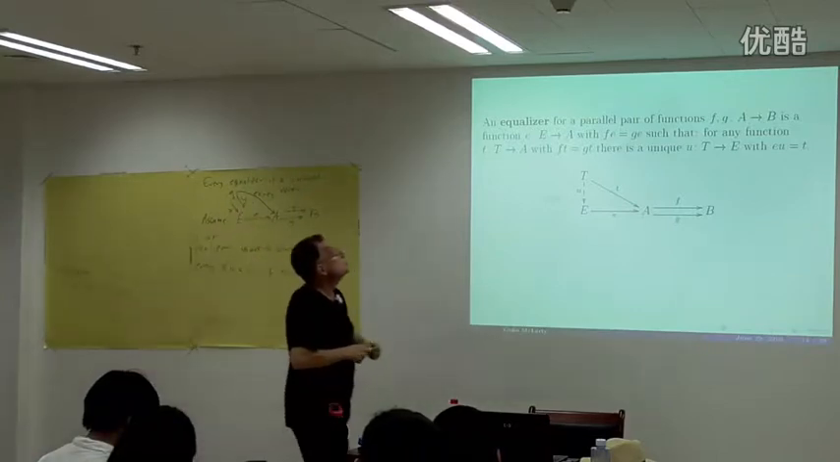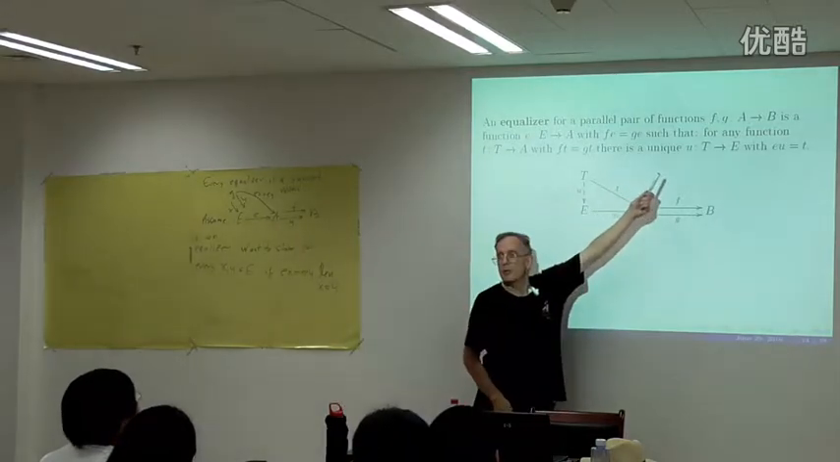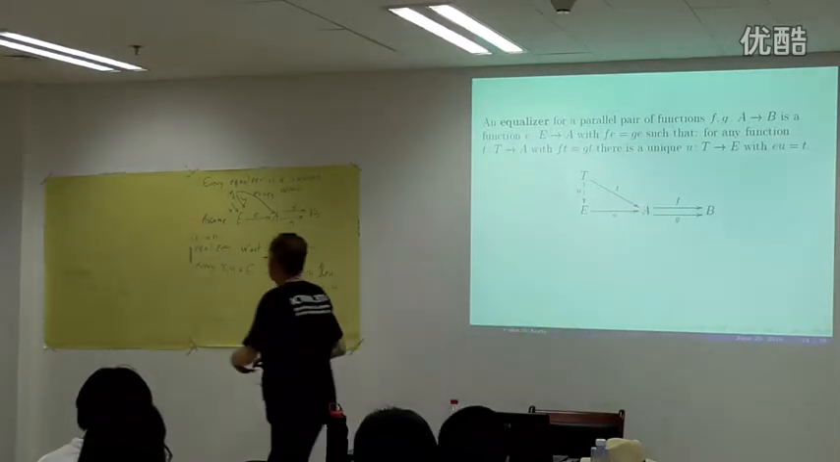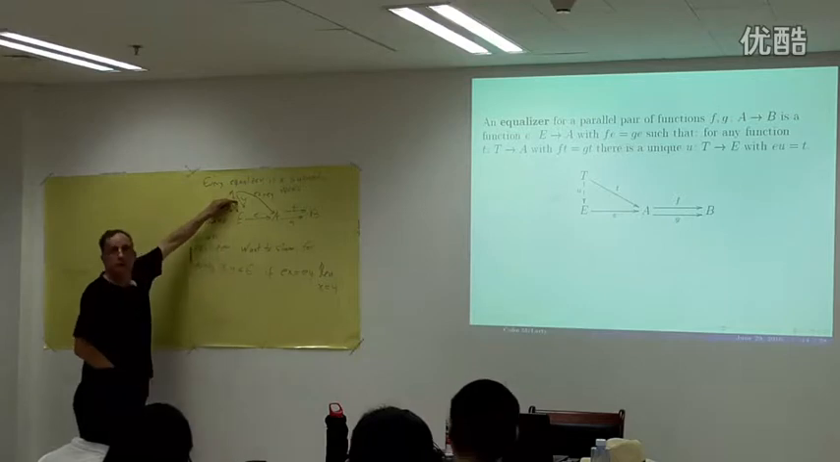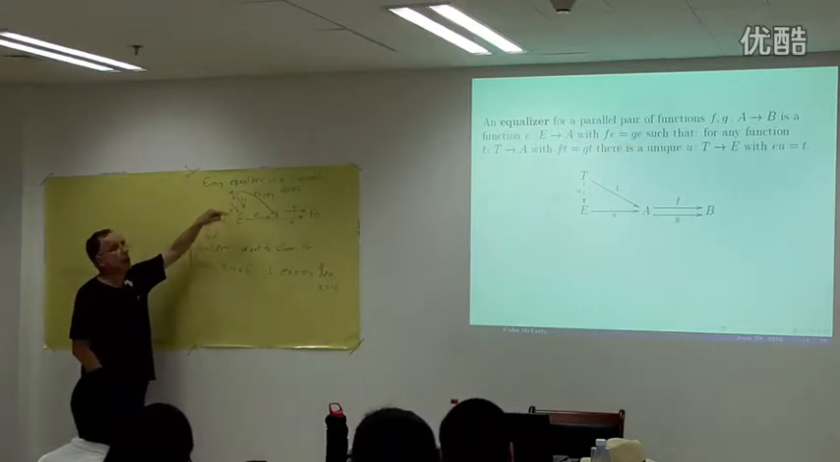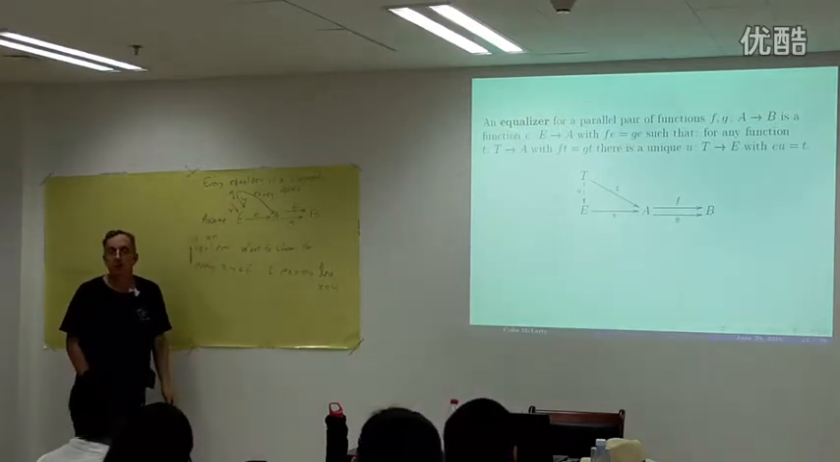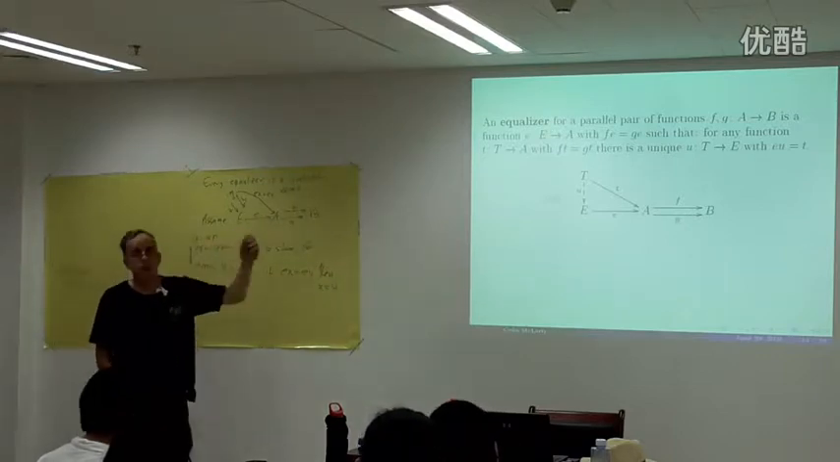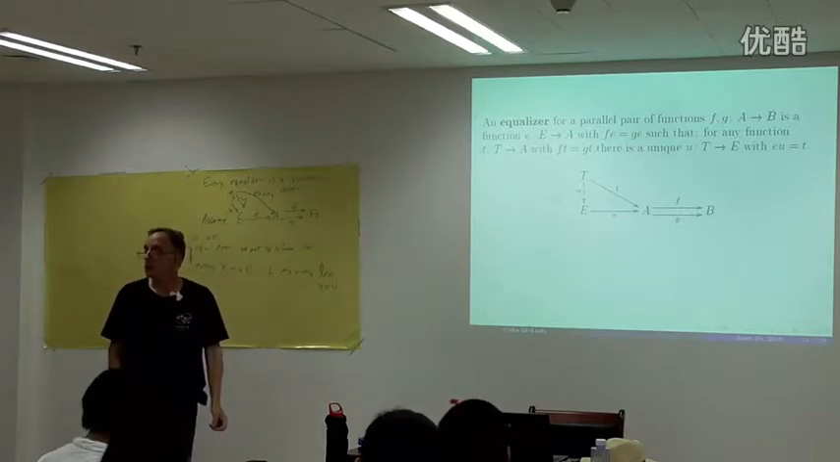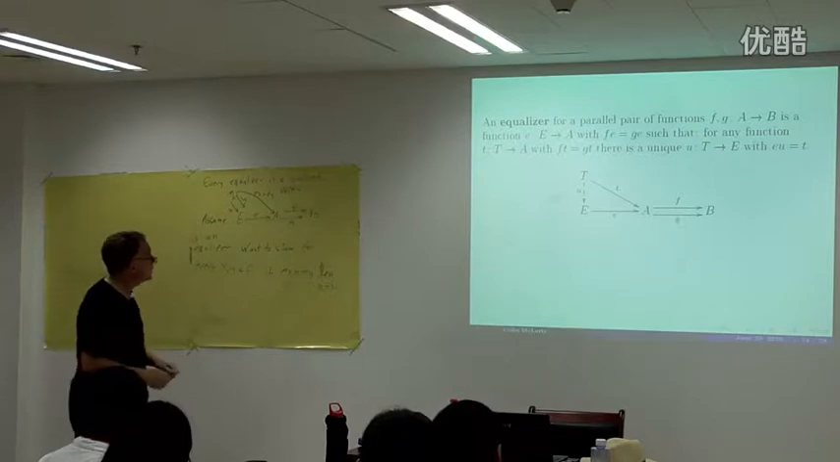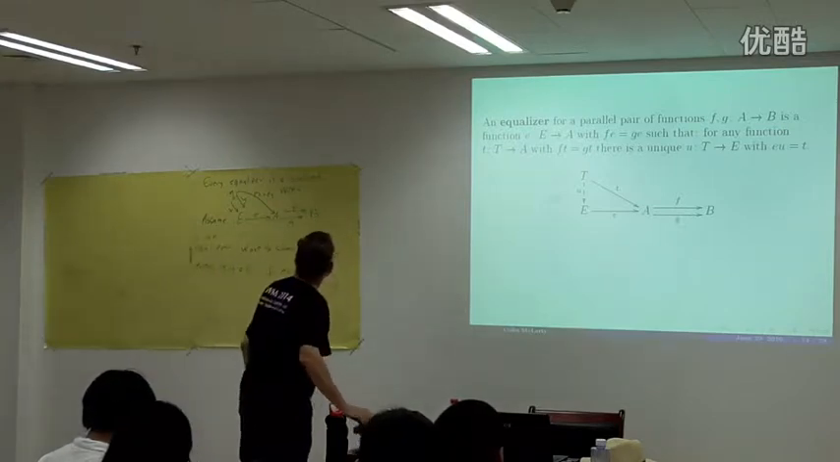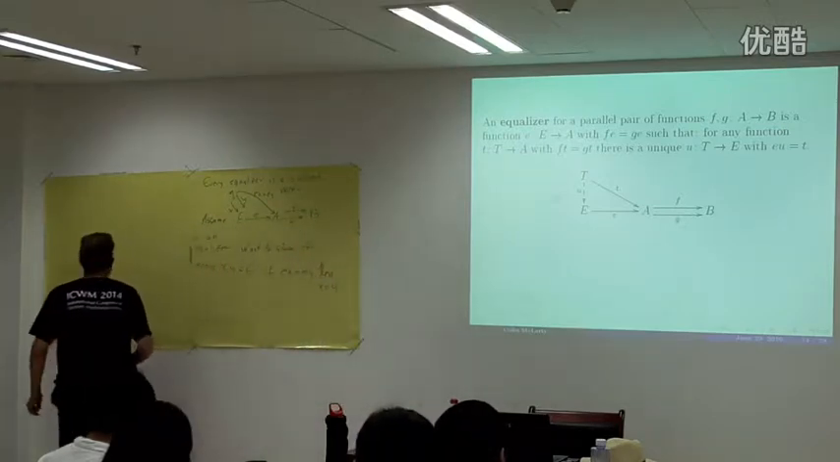But remember, the definition said a unique u. The definition said this can only work for one function here. So X and Y had to be equal. So equalizers are subsets, really directly from the definition, from the uniqueness clause of the definition. So now we've got that an equalizer is a subset.